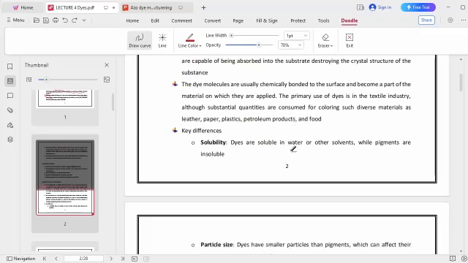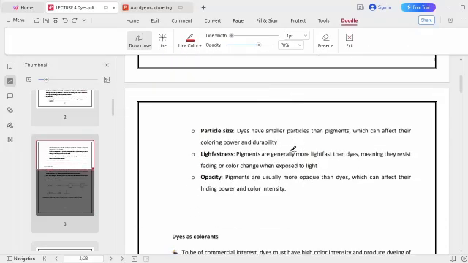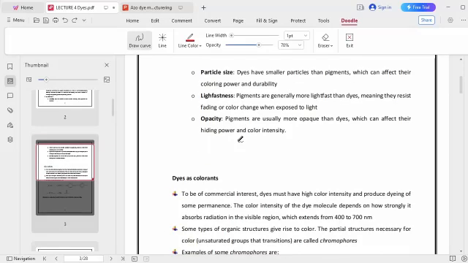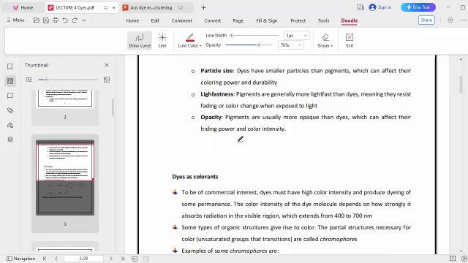Other key differences, besides solubility, are in terms of particle size. So dyes have smaller particles than pigments, and this affects their coloring power and also durability of the color. And another difference is in terms of light fastness. By light fastness, we mean how they resist fading when exposed to light.